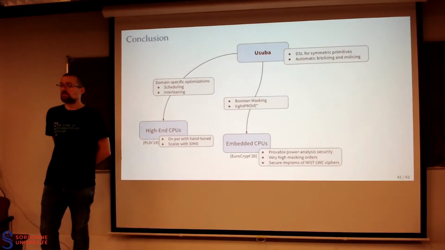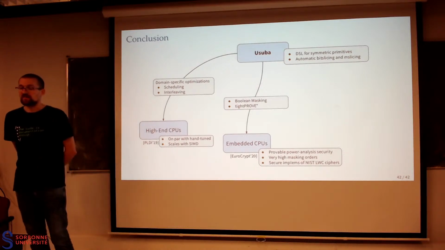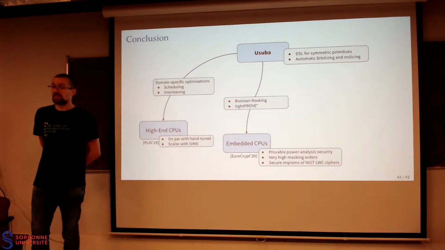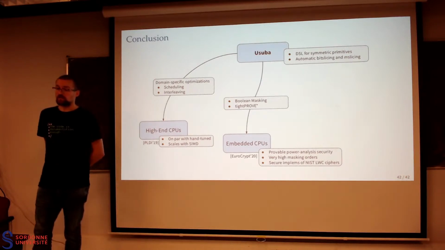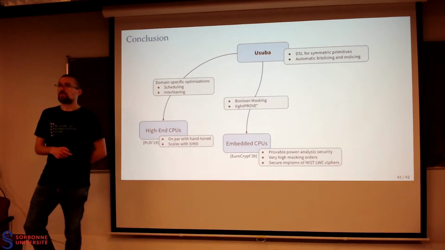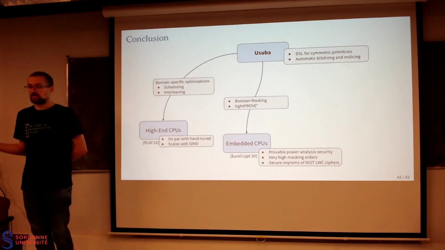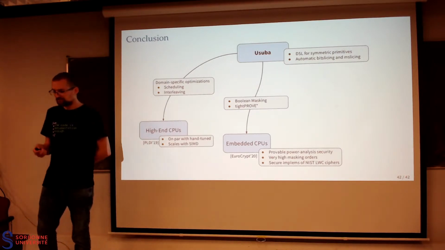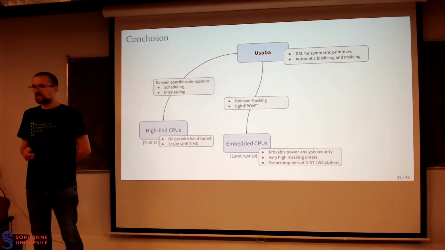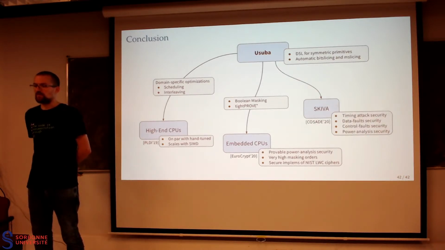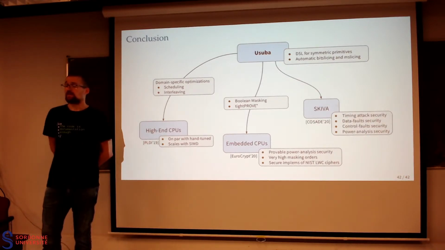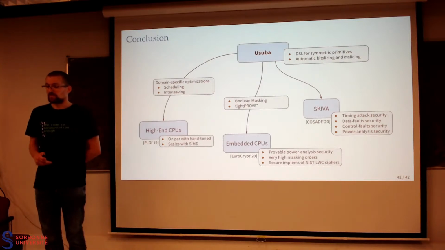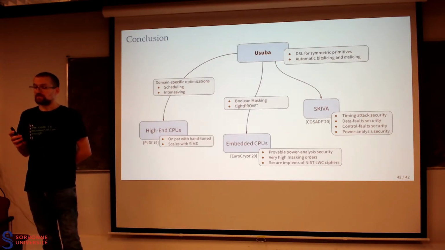Then we extended the Usuba pipeline to generate mask implementations for embedded CPUs, thus showing that despite the fact that Usuba is high level, it's possible to use it to implement very low-level countermeasures against power analysis. And finally, we added a backend for Skiva in Usuba, thus enabling the use of Usuba to write code for this very specific platform.